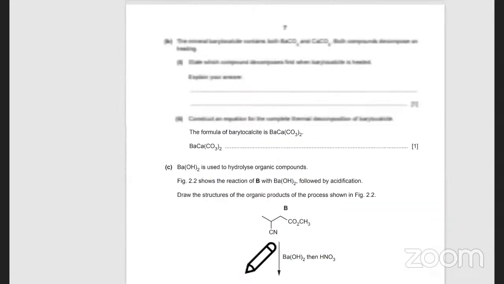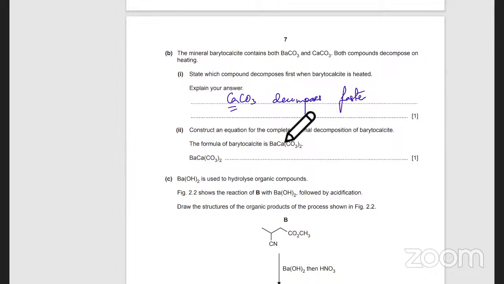Finish by the second. And next, construct the equation for the complete decomposition of this. So barium oxide and calcium oxide and carbon dioxide. So it's a combination of both, right?